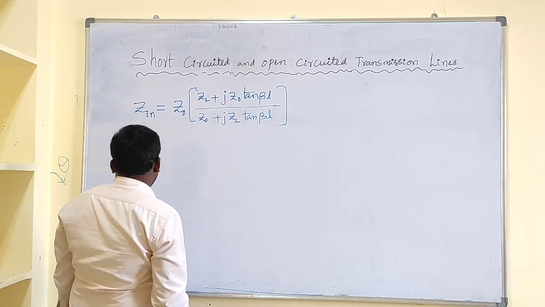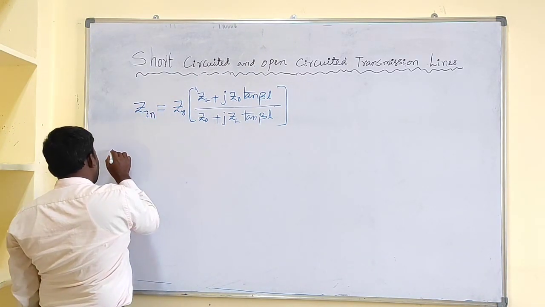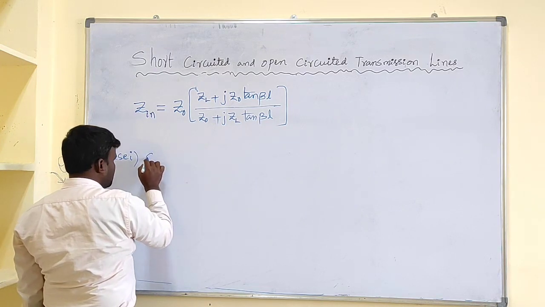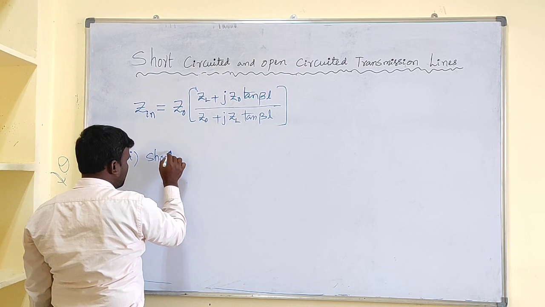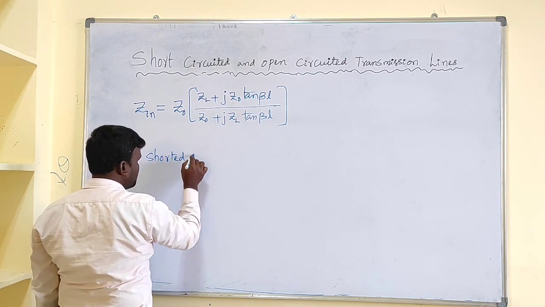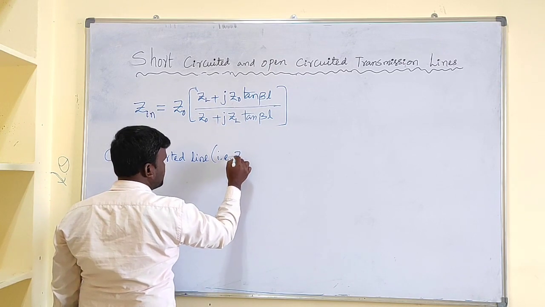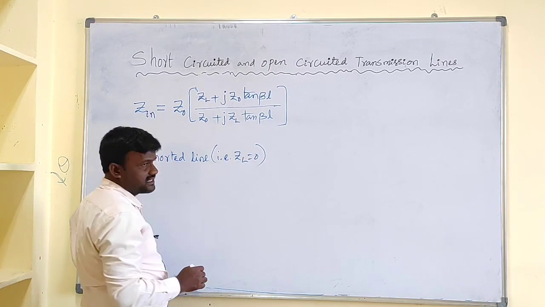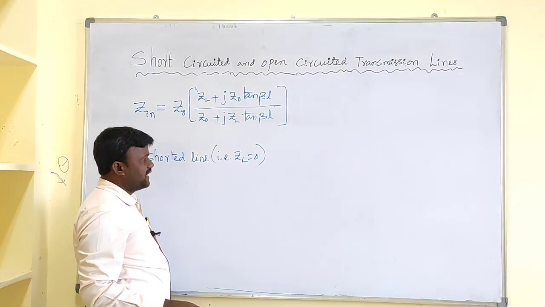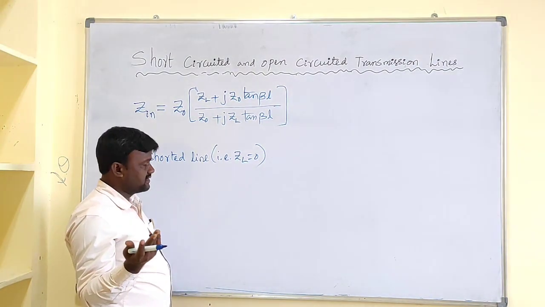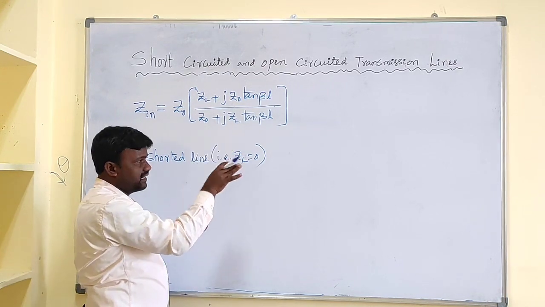Let us go for the shorted line, which means short circuited line. Case 1. Shorted line means ZL equal to 0. In this case, our transmission line is terminated with a load impedance of 0, that is simply short circuited at the load end.